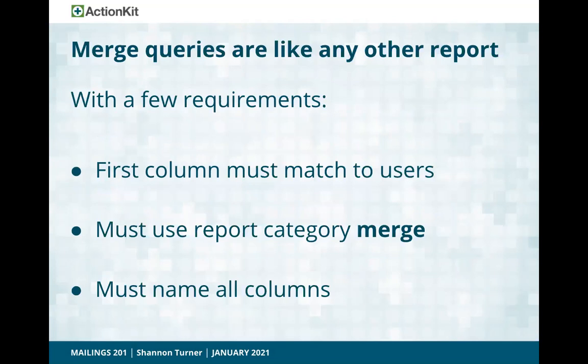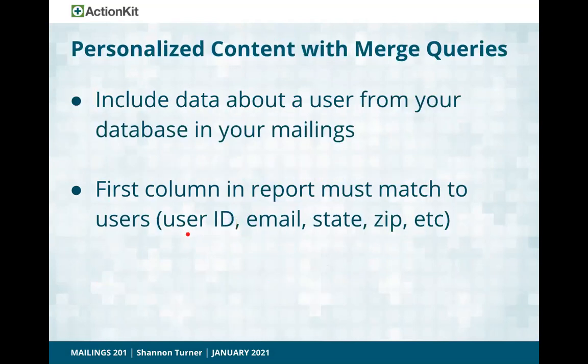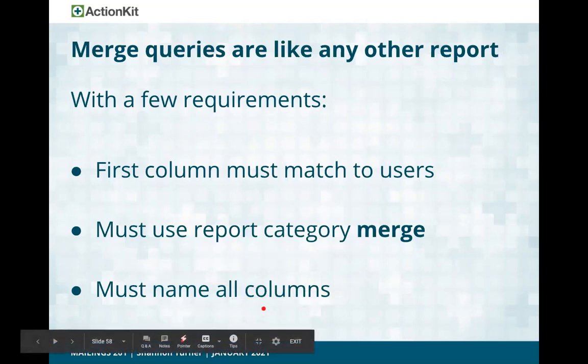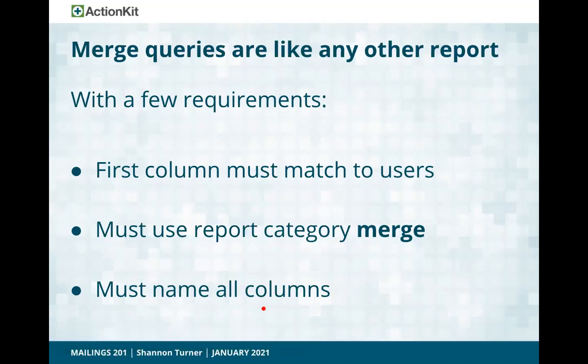Merge queries behave just like any other report in ActionKit, but they have 3 specific criteria. Like I mentioned, that first column must match to users on user ID or email or state or zip code or district or so on. They also must use the report category merge, which tells ActionKit, hey, this is a merge query. I'm going to use it in my mailing. And you also have to name all of your columns because you're going to use these columns in your mailing as snippets.